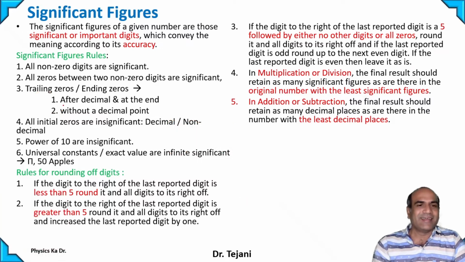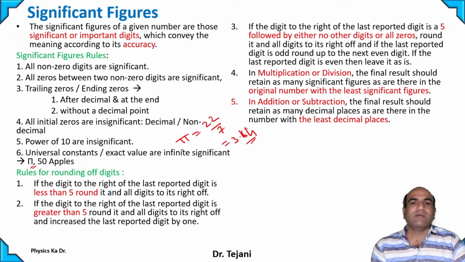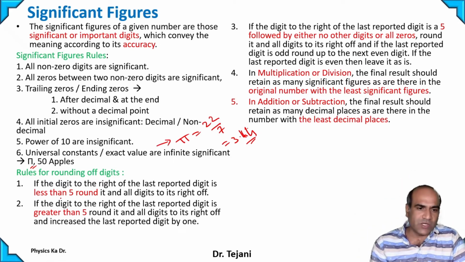Great. And then universal constants. Say for example, pi. Pi is equal to 22 by 7. You can say 3.14. But see, when we talk about universal constants, then the full value is known.